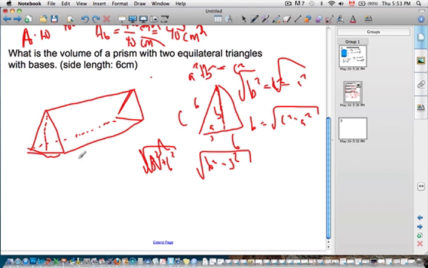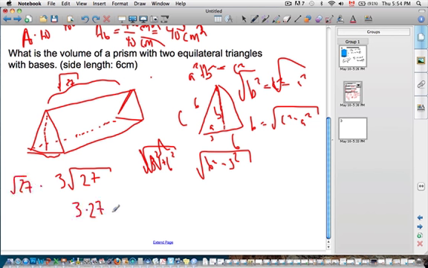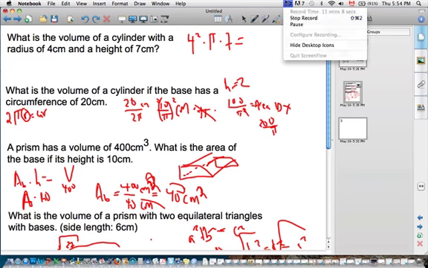You multiply by the base, which was 6, over 2, which is 3. 3 times the square root of 27, which is 6 squared minus 3 squared, times that height. And I didn't put it there. You can put it as 2 like I told you to, but I'm going to put it as root 27 for my convenience, because the square root of 27 times the square root of 27 is just 27. That's the definition of square root.